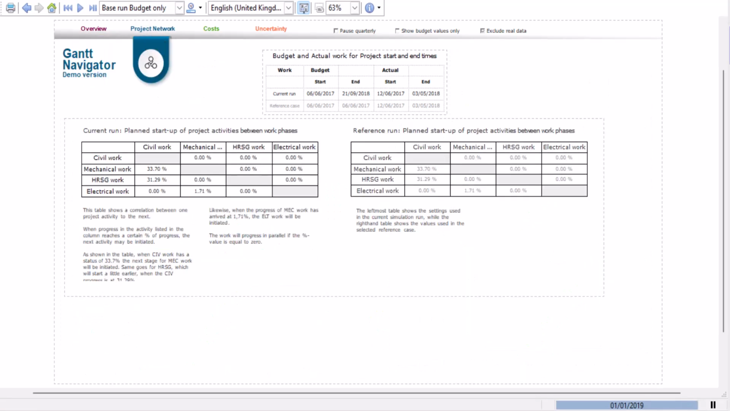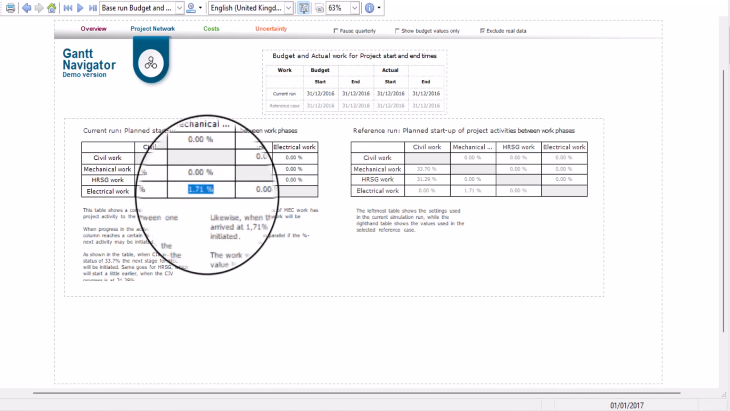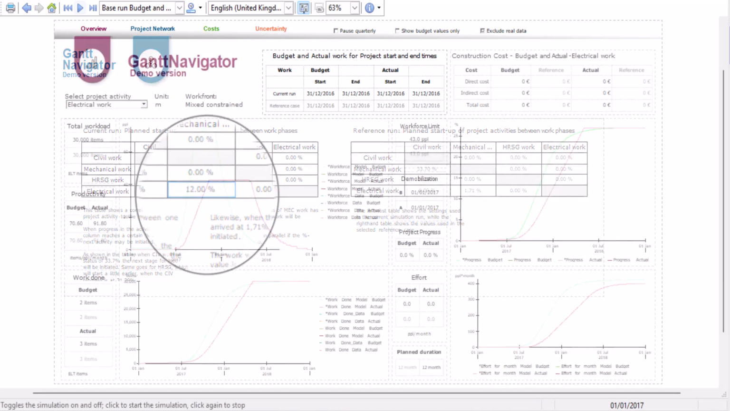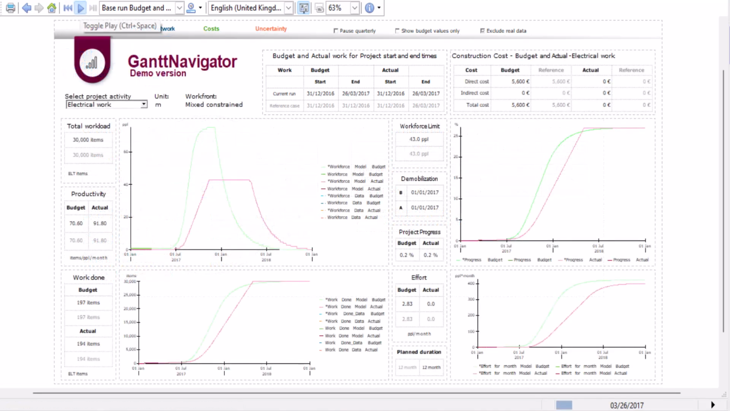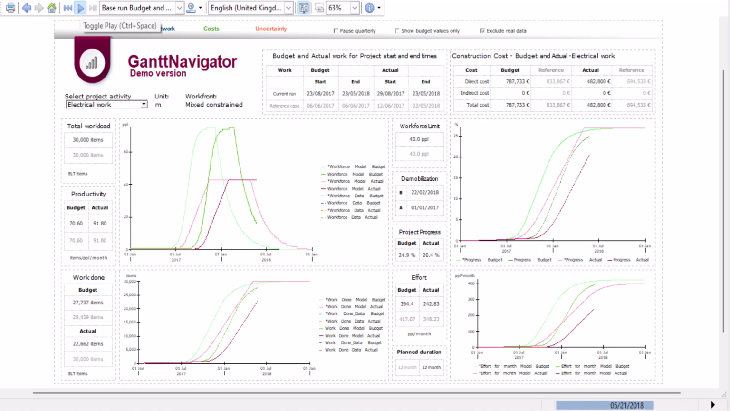Using the project network table, you may decide a work sequence same as we do in a Gantt schedule. We can change the overlap between activities, but if we increase the overlap between work packages, then we shorten the overall construction time, but we also decrease the productivity. This means we will get lower indirect cost, but a higher direct cost.